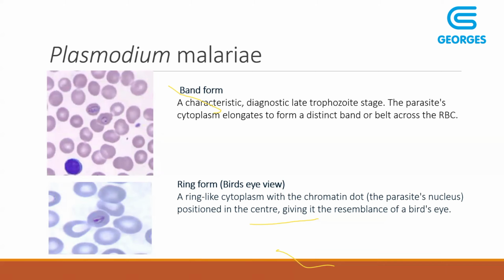So Plasmodium malariae can be seen in two forms. You can see a band form, and you can also see the bird's eye view. That is how Plasmodium malariae presents itself on a thin film.